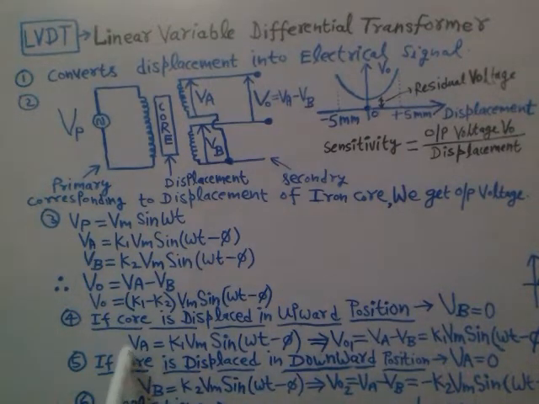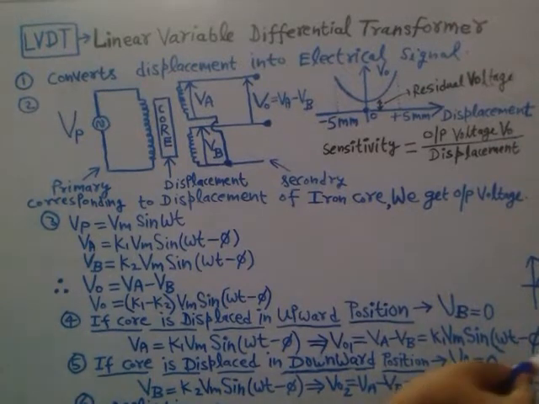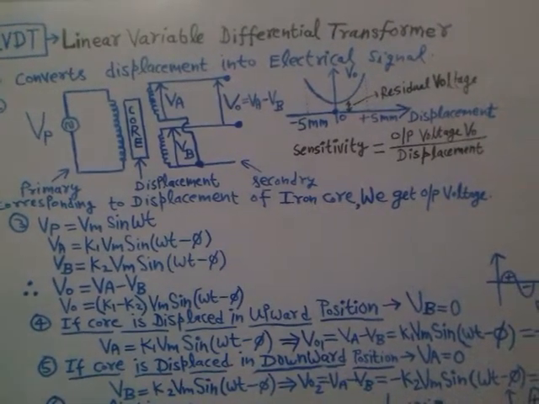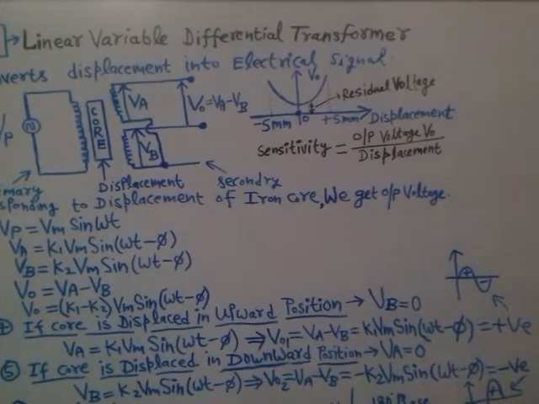In that case Va will be K1 Vm sin(omega t minus phi), and V01 will be equal to Va minus Vb, that is K1 Vm sin(omega t minus phi). Vb is 0, so this output voltage is now positive.